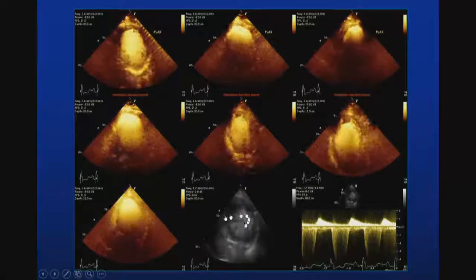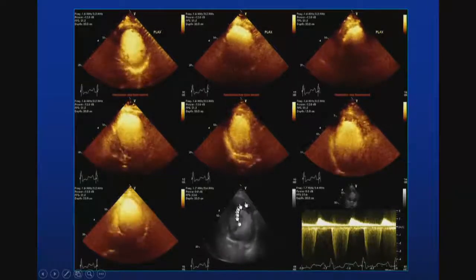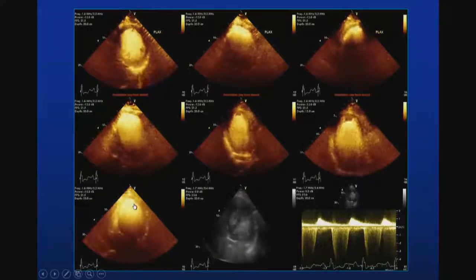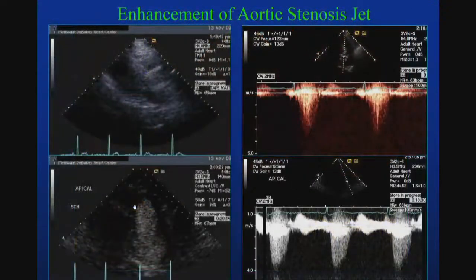So we have a lot of destruction, almost like a hurricane heart when you see that, meaning some of the contrast that is coming in is being destroyed. So a high mechanical index, low mechanical index with a high bolus injection. So hopefully you enjoyed that portion.